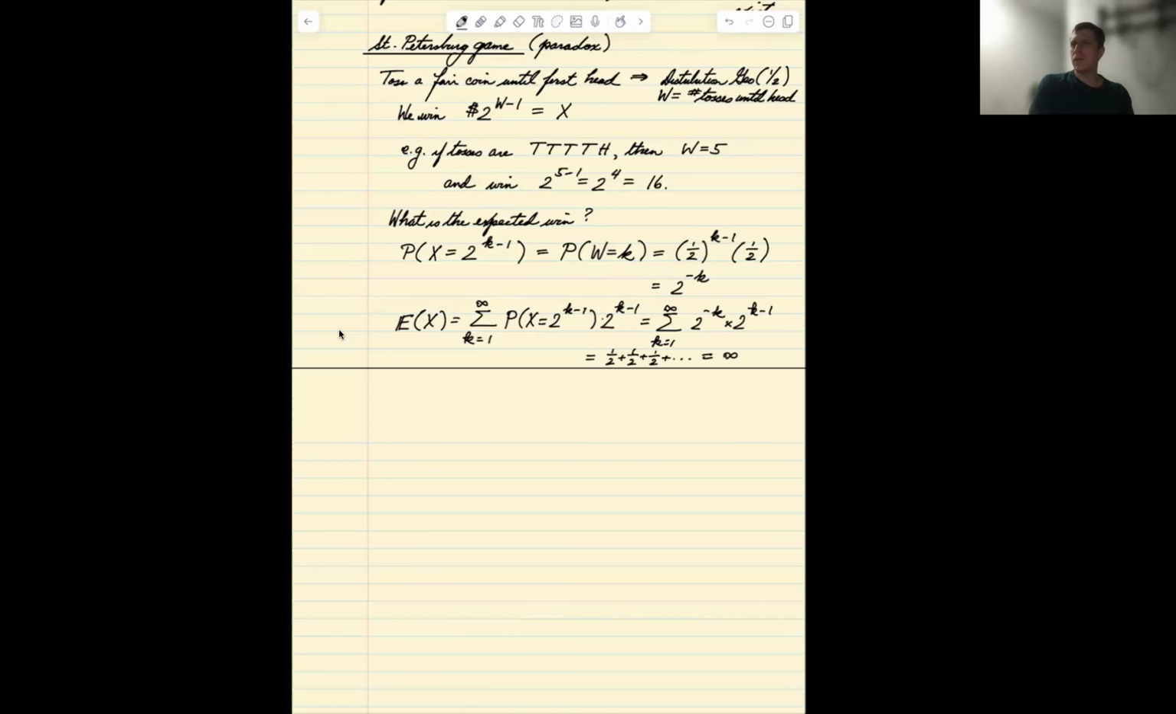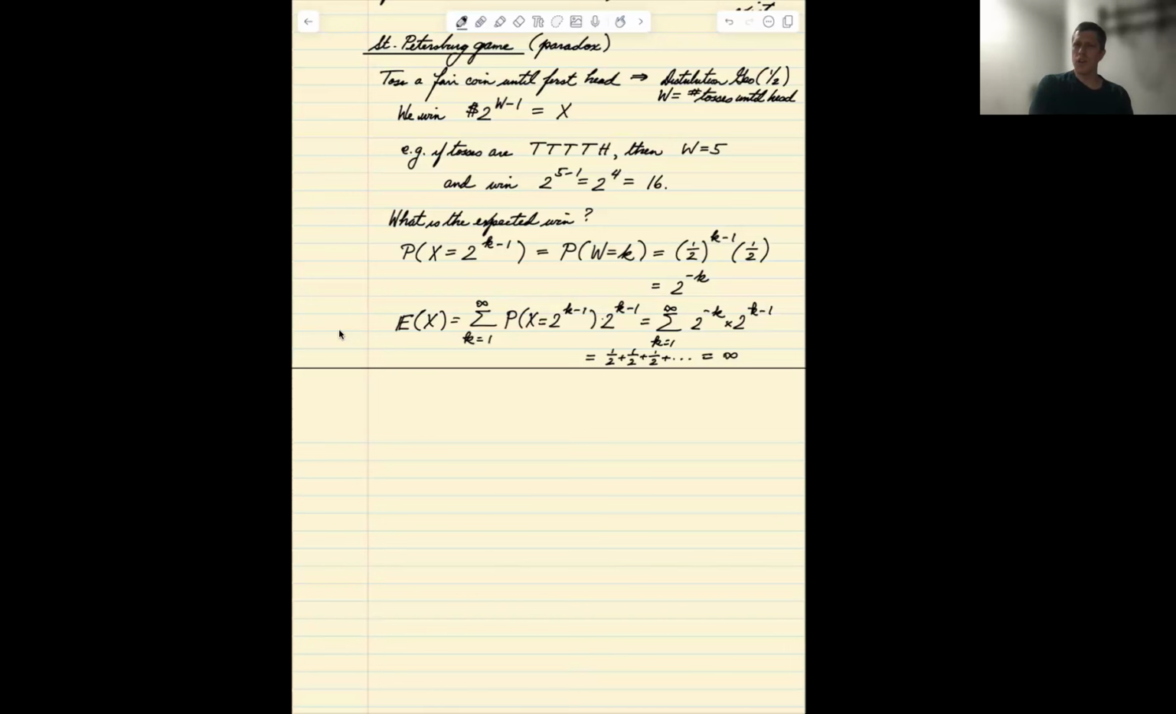And it gets even worse than that, to the point where 99.9% of the time, essentially, I'm getting a pretty small amount of money back. But I'm potentially paying all this money out. So the paradox is, how could this be? How does this make any sense?